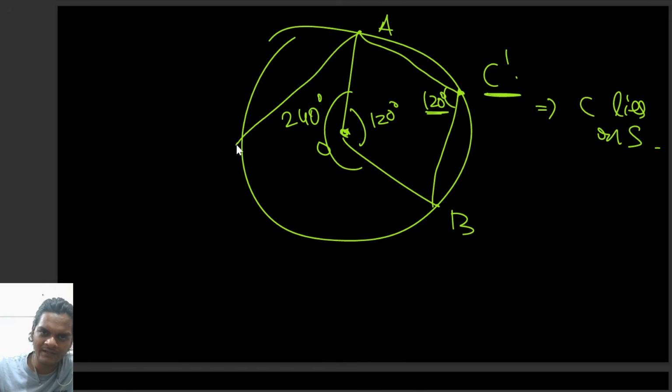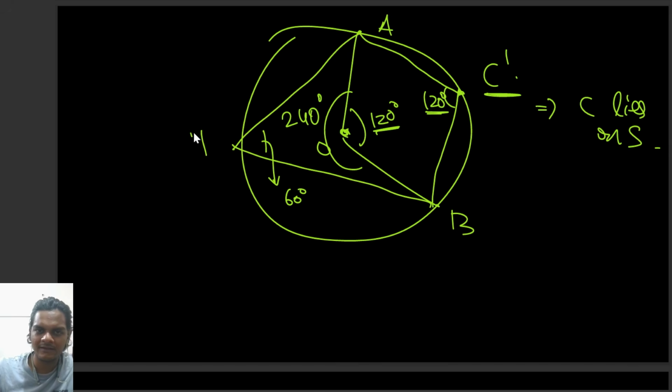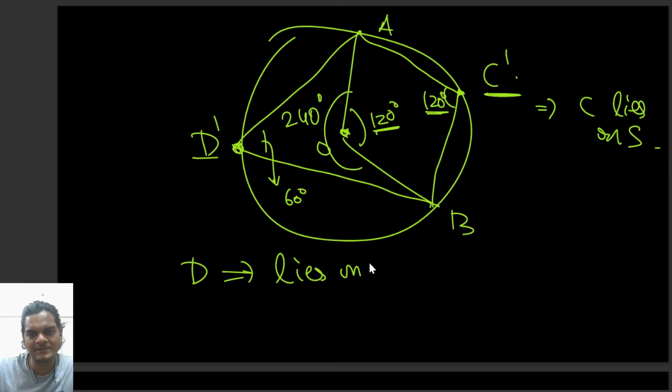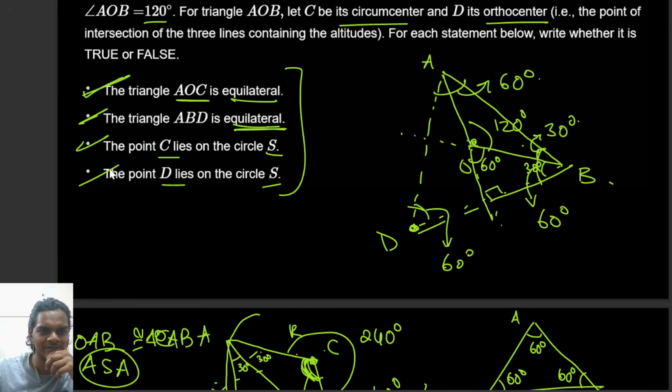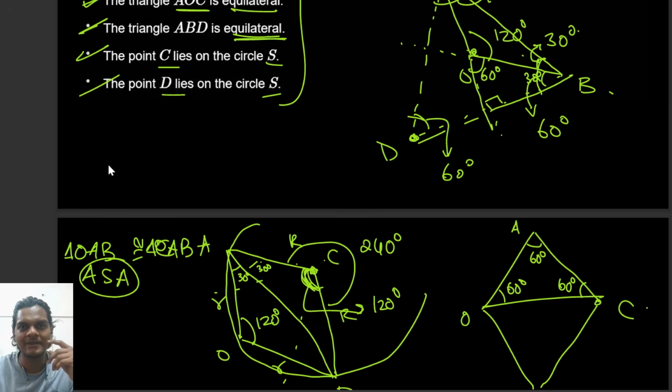And in a very similar fashion, if you look at this, we found that this is 60 degrees. That is half of this. So the subtended angle does lie on this. And this is definitely a subtended angle. So the D dash has to lie on the circle. So D also lies on circle S. So that's how you derive these two conditions. I hope that is clear. Am I visible properly?